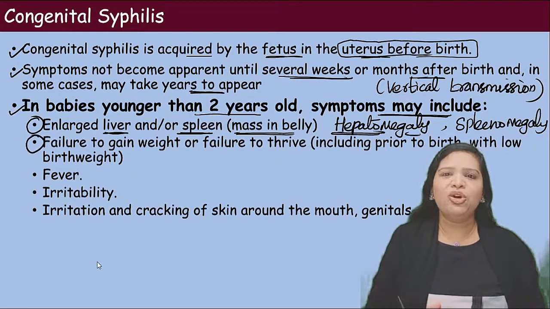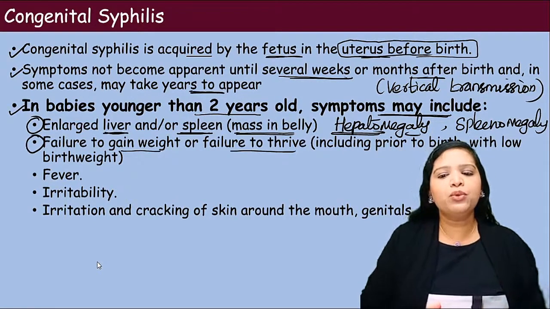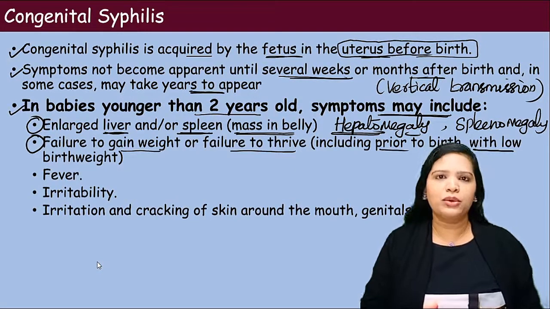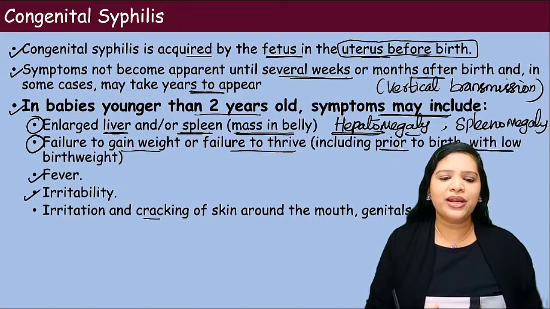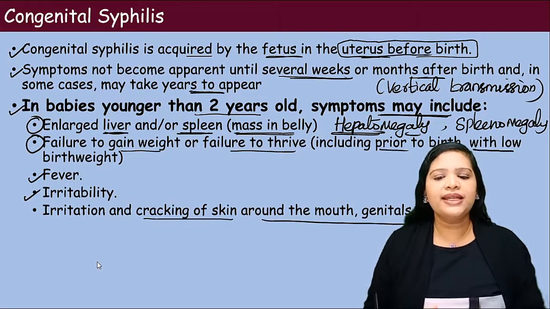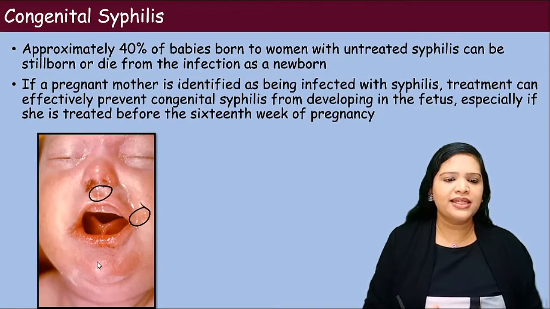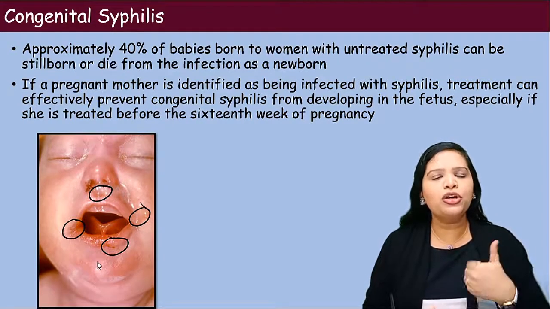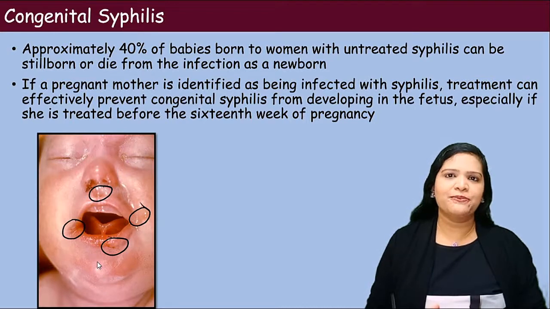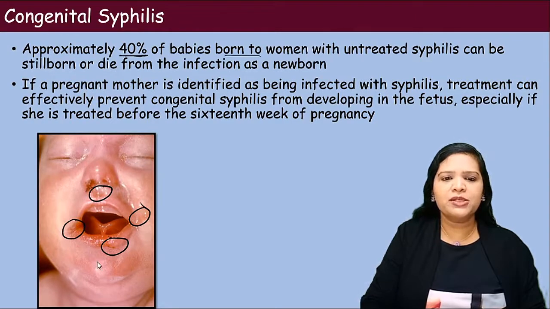The baby will not eat properly and will fail to gain weight. Even if the baby is born, there may be poor birth weight, or they won't survive if not treated. There will be fever, irritability, and cracking of the skin around the mouth, genital areas, and anus. If you see around the mouth region of the baby like this, there will be cracking of the skin. This is present in babies born to a mother infected with syphilis. That is congenital syphilis. Approximately 40% of babies born to women with untreated syphilis can be stillborn.